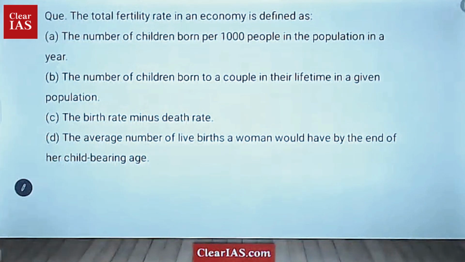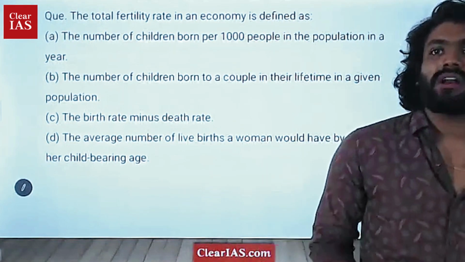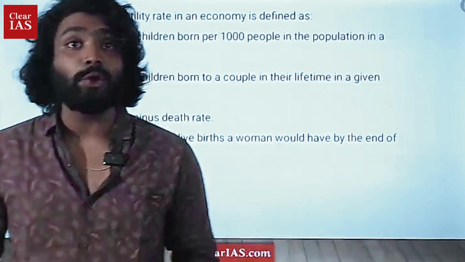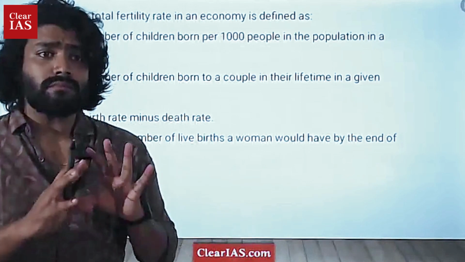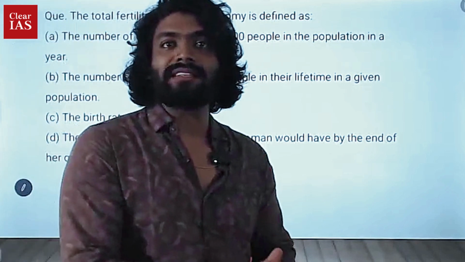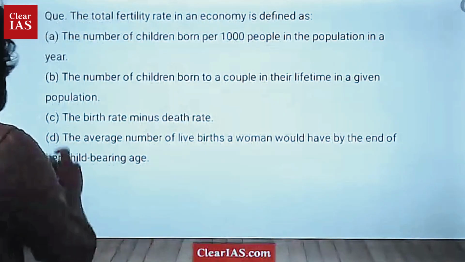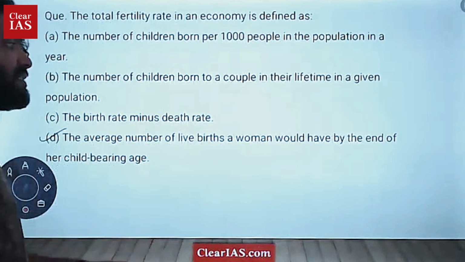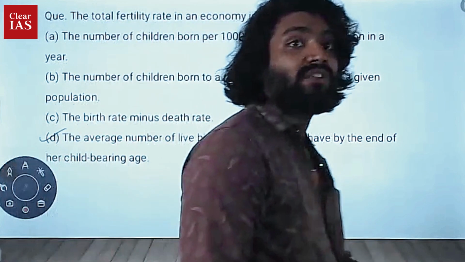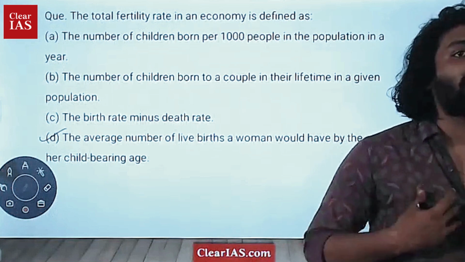Again, a very simple question. The total fertility rate in an economy is defined as. This question I have discussed in the economic geography class. This term I have discussed in the discussion regarding human development, the discussion regarding population, everywhere I have discussed this topic, total fertility rate. And the answer here is very simple, it is D. The average number of live births a woman would have by the end of her childbearing age. And this determines the population of a place. TFR and replacement rate. This was also taken in the class by myself.